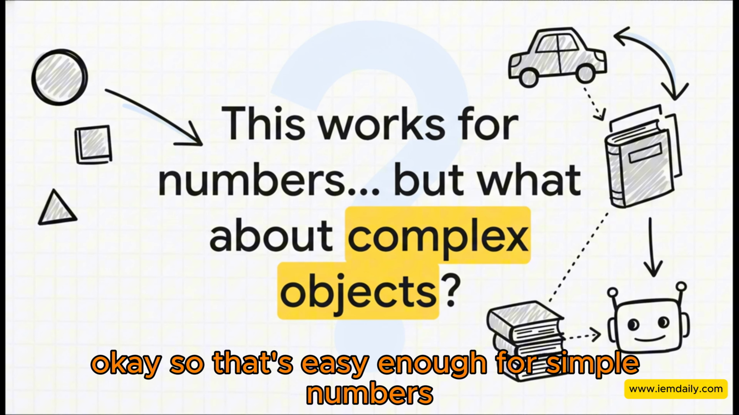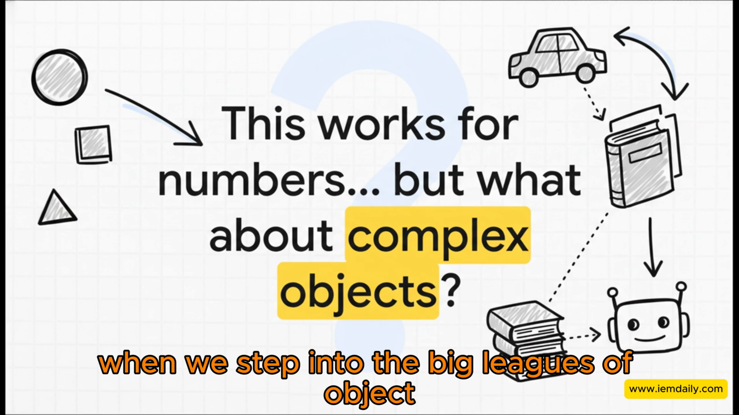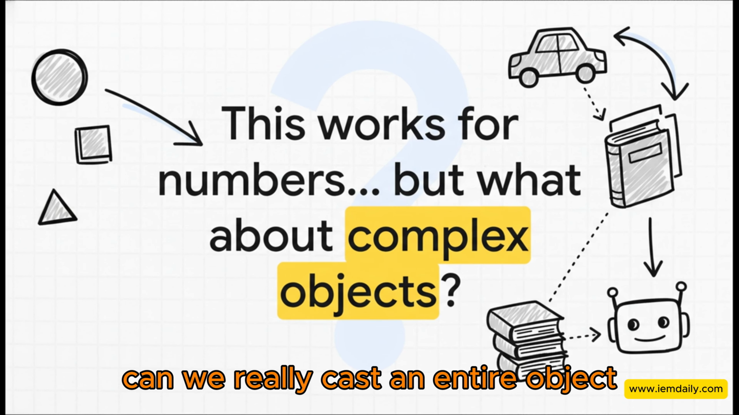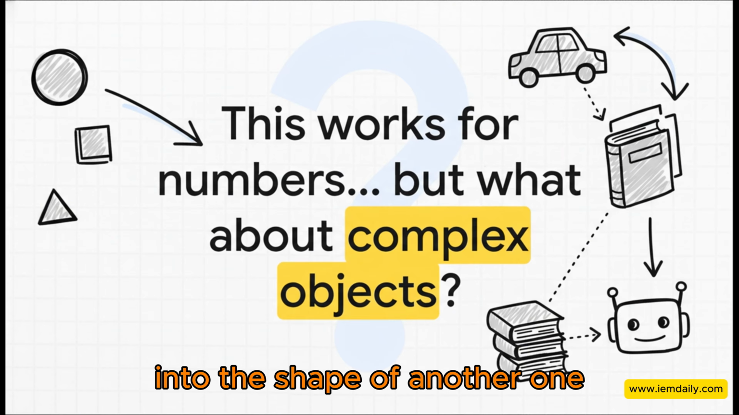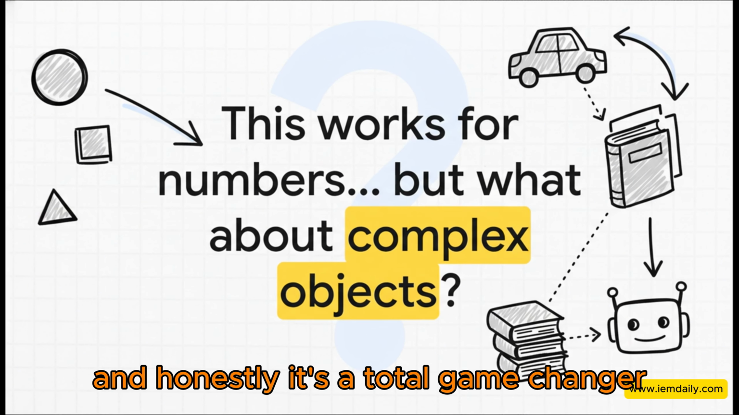Okay, so that's easy enough for simple numbers. But what happens when we step into the big leagues of object-oriented programming? Can we really cast an entire object into the shape of another one? Well, the answer is a huge yes, and honestly, it's a total game changer.